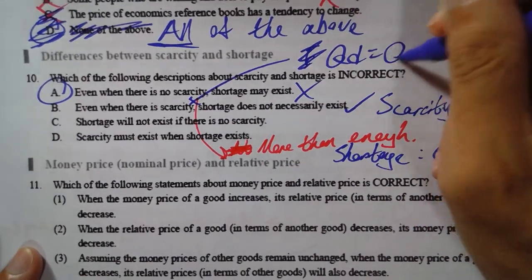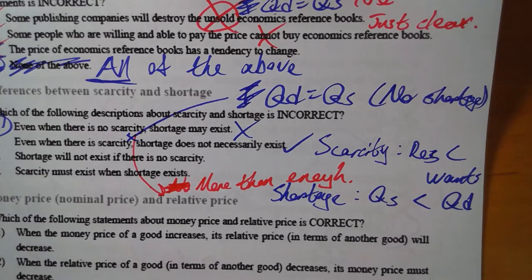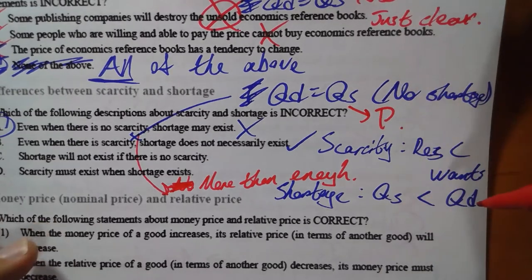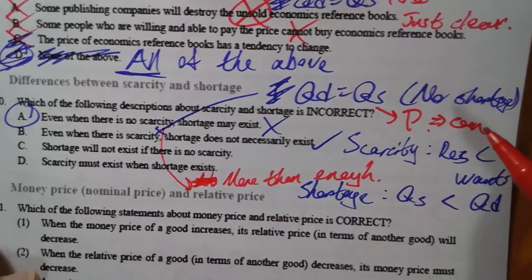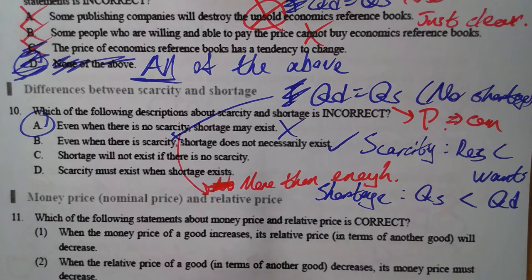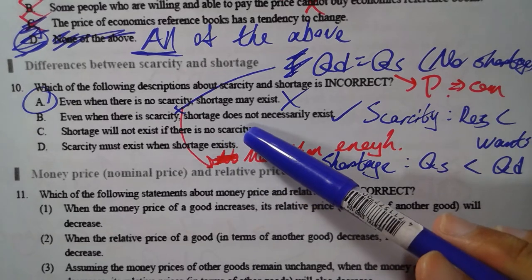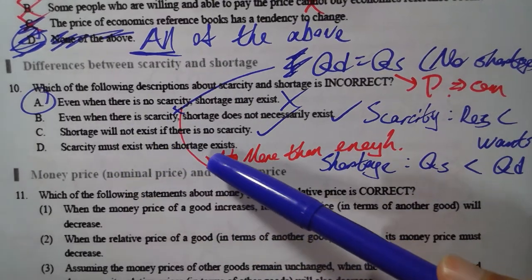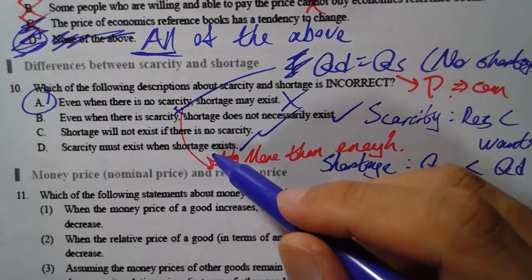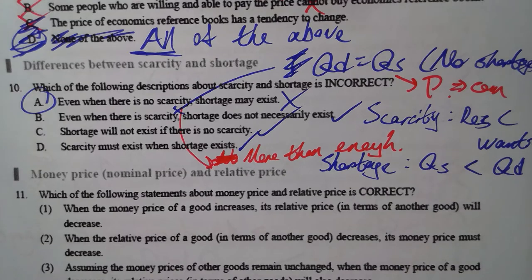When QD is exactly the same as QS, we call this equilibrium. In this situation, no shortage. No shortage. But when QD equals to QS, we may still have a price. When you have a price, there is competition. When there is competition, there is scarcity. Okay, so B is correct. C, shortage will not exist if there is no scarcity. This is correct. I won't explain again, okay? Scarcity must exist when shortage exists. Yes, this is also correct. Shortage means something is not enough, right? Scarcity, something is not enough. Definitely will exist.